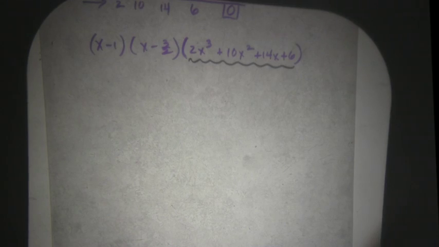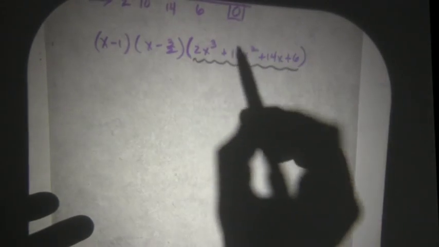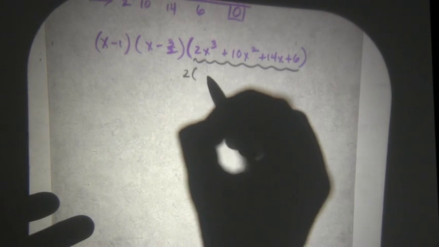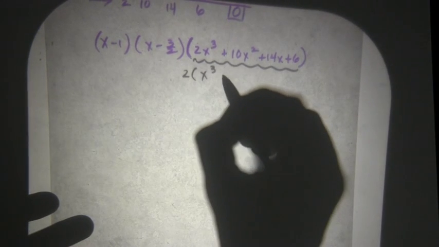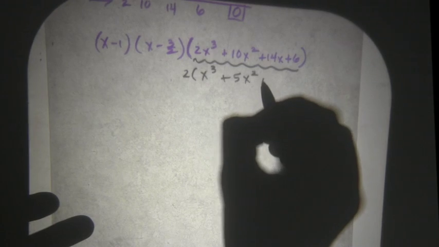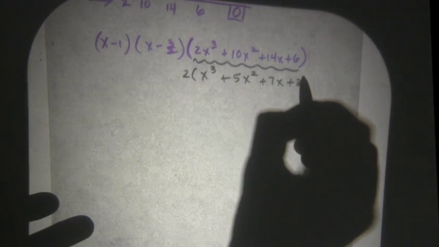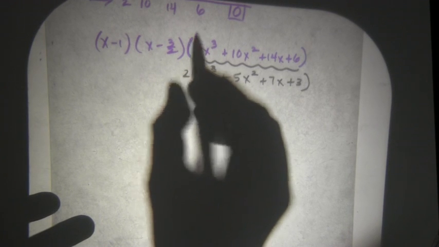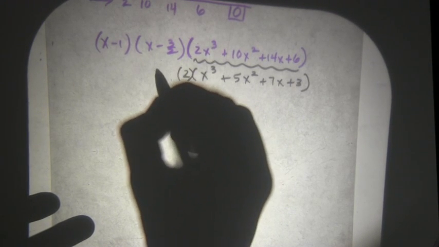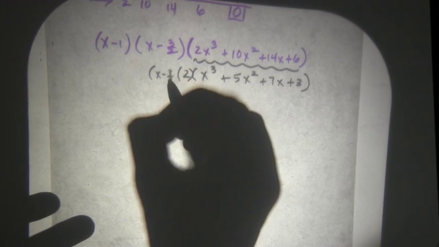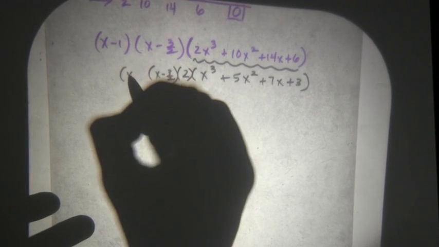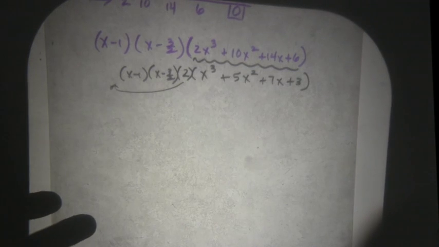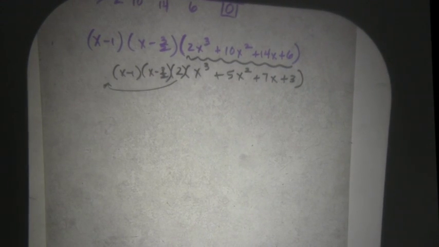Let's generate a new list. First of all, these are all factors of 2, so let's just take out a 2. That would give me x cubed plus 5x squared plus 7x plus 3. Technically this 2 could be in the front if you wanted to, but for now, we factor out the 2.